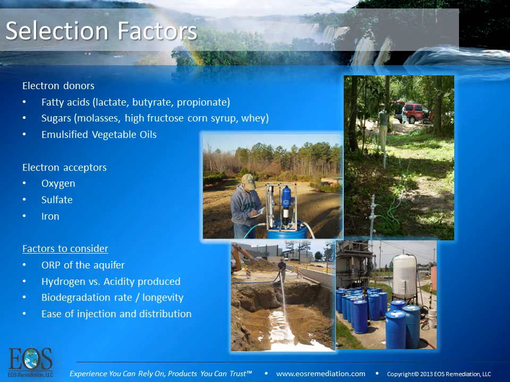But moving on, I really want to focus on selection factors. When you're considering using an electron donor or an electron acceptor for bioremediation, what are the key things you need to be aware of? Mostly I'm going to focus on the electron donor side, but I will touch on the electron acceptors. The critical factors for selecting an electron donor are understanding the ORP of the aquifer, knowing how much hydrogen versus acidity is going to be produced from the electron donor, the biodegradation rate and the longevity of that donor, and then finally the ease of injection and distribution in the subsurface.